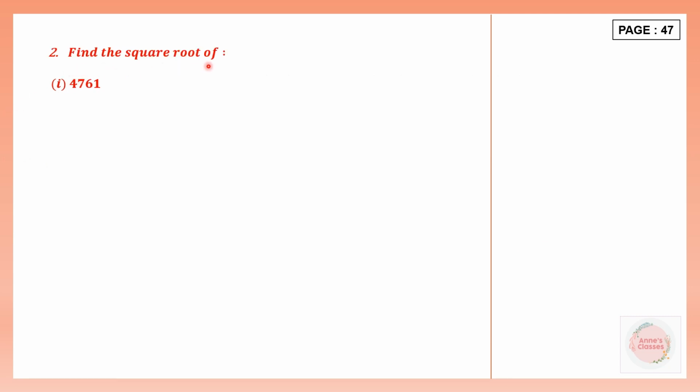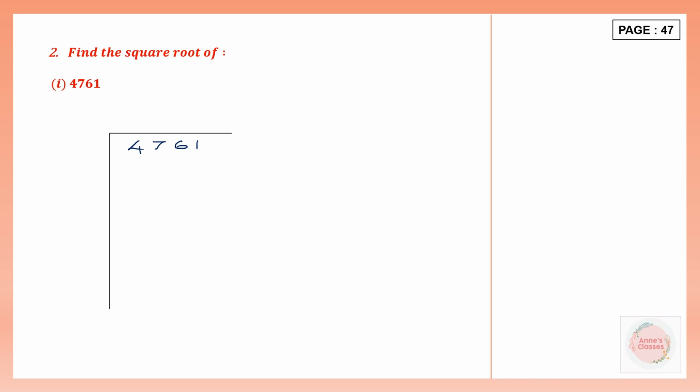Question 2. Find the square root of 4761. Now children, in the previous exercise, we found the square root of numbers using the prime factor method, using factors of numbers. Here we are doing the division method. So let me teach you this. Let's go slowly and carefully. So here first draw your lines like this, and then we are going to put this number inside. So what do we have?